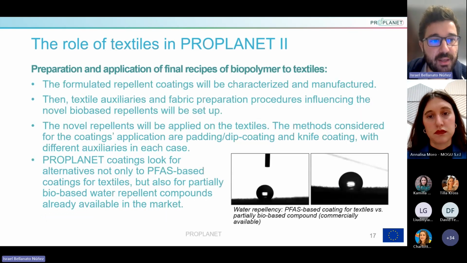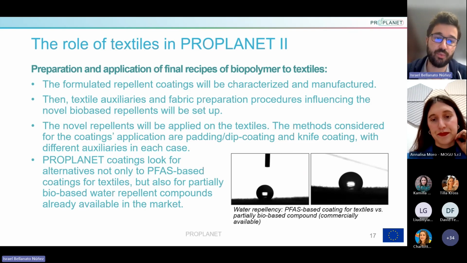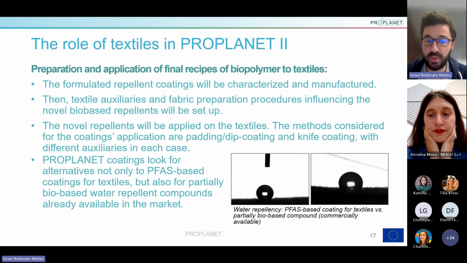Okay, then we should deal with the preparation and application of the final recipes we find of these biopolymers to the textiles. The formulated repellent coatings will be first characterized and manufactured, and then some textile auxiliaries and fabric preparation procedures, which will influence the novel bio-based repellents, will be set up. Then the repellents will be applied on the textiles, and the methods for applying the repellents, or the coatings, if you might, will be padding or dip coating and knife coating as well, with different auxiliaries in each of these cases.